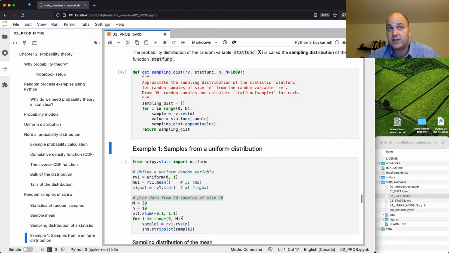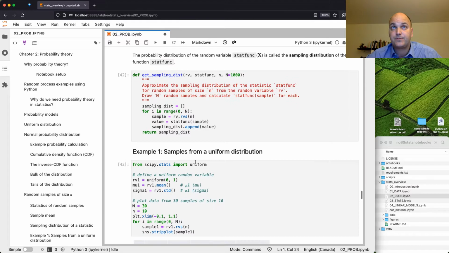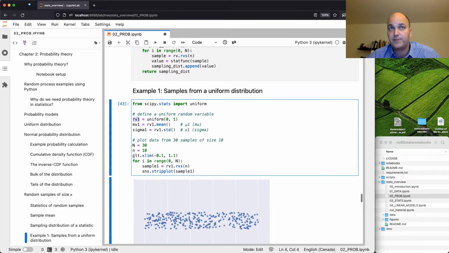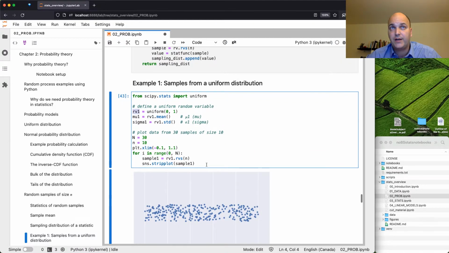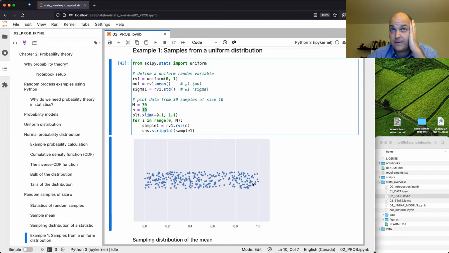And we're going to use it in 1 minute. Before we use it, let's redefine again the uniform distribution, random variable 1. Okay, so here are 30 samples of size 10 from the uniform distribution. As you can see, all the points fall within the interval 0 and 1. So each of these is a different sample, but when we plot them, we end up with a uniform distribution.